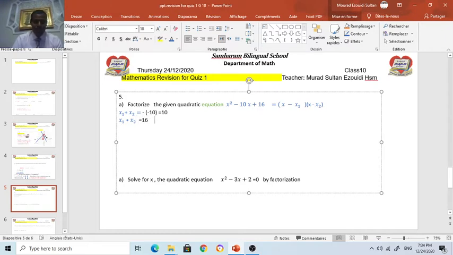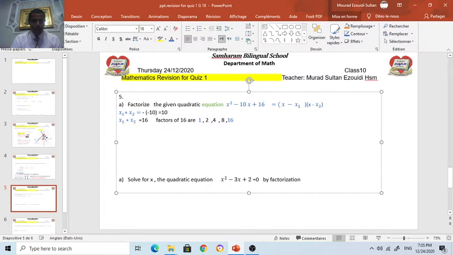Now what are the factors of 16, my learners? Factors of 16 are 1, then 2, then 4, then 8, then 16. But look here, if you make 1 plus 16, is it equal to 10? So false. 1 multiplied by 16 is 16. Then 2 plus 4 is 6, but the total should be equal to 10.